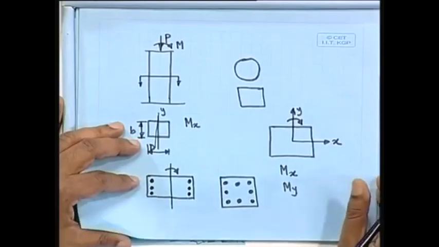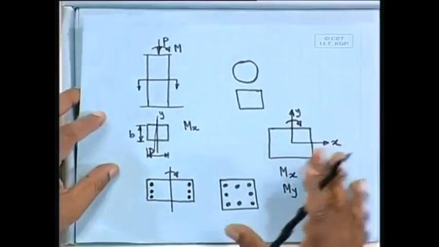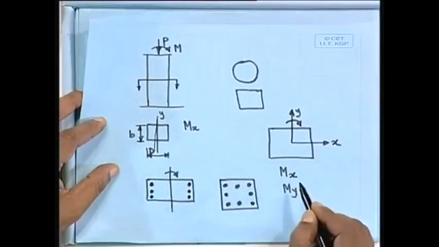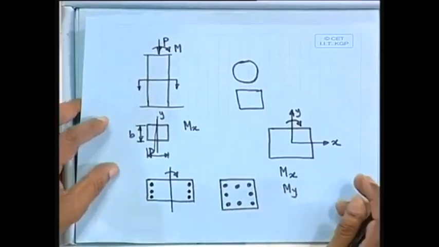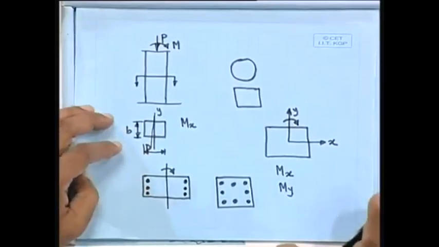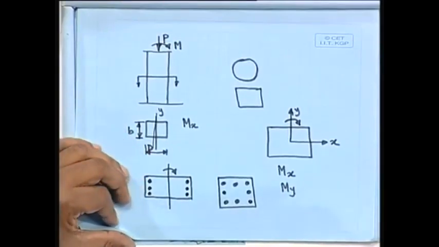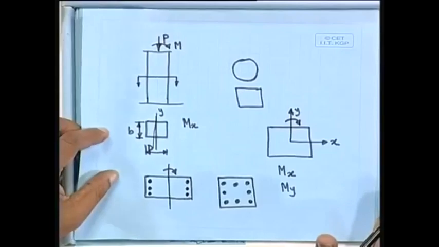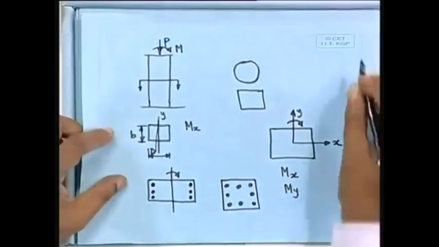Now what does our code say, and how shall we start the design? So far we know how to design an axially loaded column, but how do we design for uniaxial bending? Uniaxial bending means axial load plus moment about one axis, say the major axis. If that be the case, how shall we design?